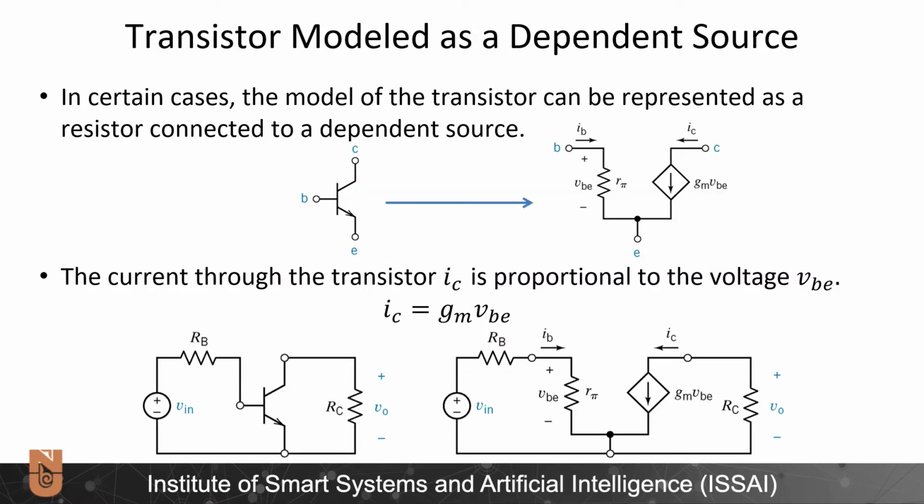Here on the screen, we see a bipolar junction transistor, which is a three-terminal device. The current through the base controls the flow of a larger current between the collector and emitter.